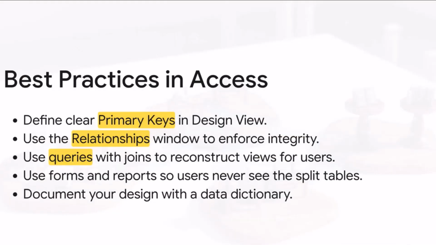So how do you actually put all this into practice in Access? Well, always define your primary keys. Make sure you use the relationships window to officially connect your tables. That's how you enforce integrity. And remember, just because your data is stored in all these separate tables doesn't mean your users have to see it that way. You'll use queries, forms, and reports to bring it all back together into one seamless, user-friendly view.